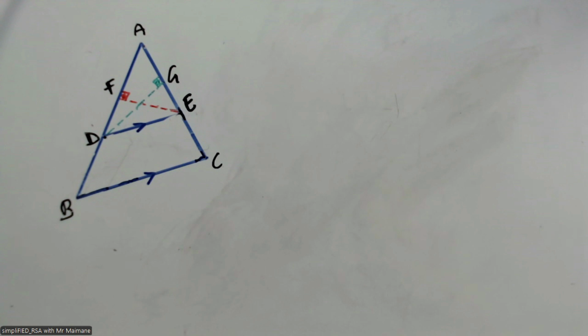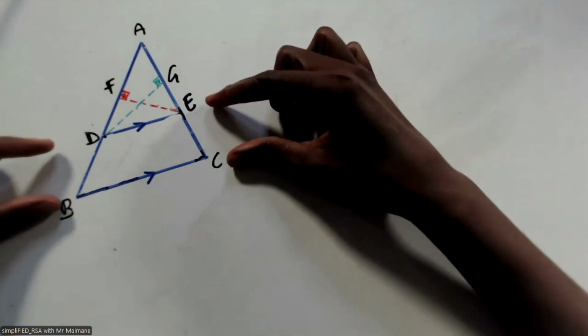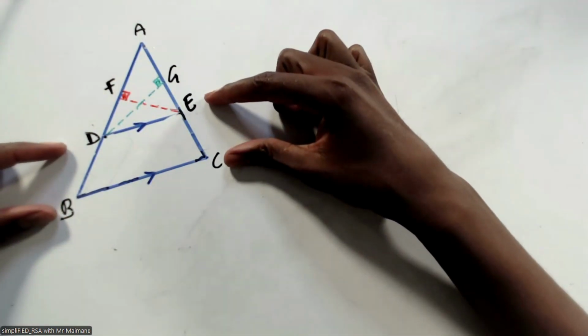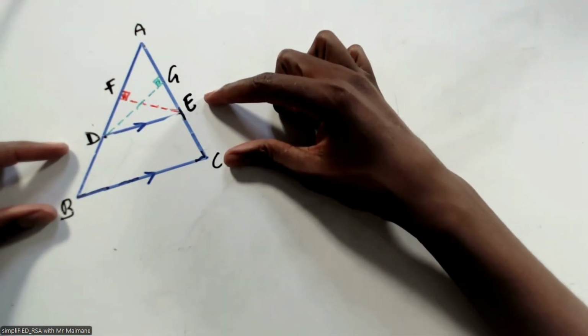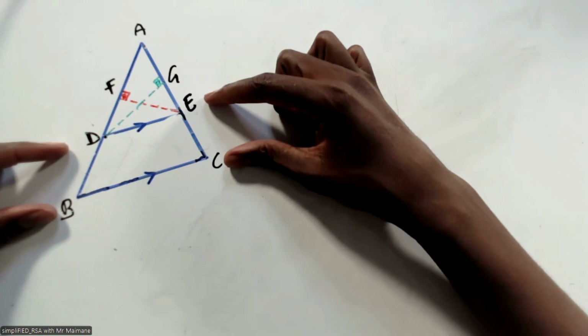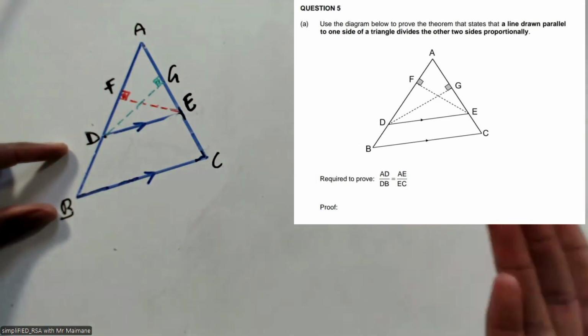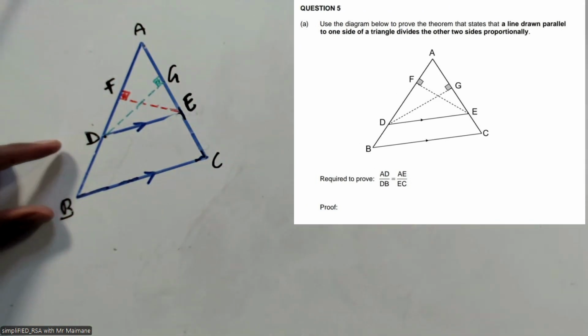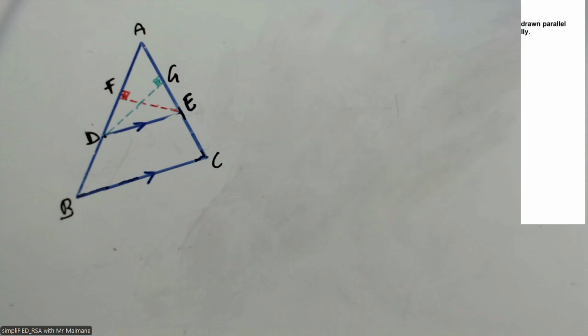But the first thing I'm going to do, I want to have two triangles between my two parallel lines. So my two parallel lines are DE and BC. Now I need to construct two triangles in between DE and BC. That's the only way to approach a question like this one. So let's do that. Let's construct our lines.